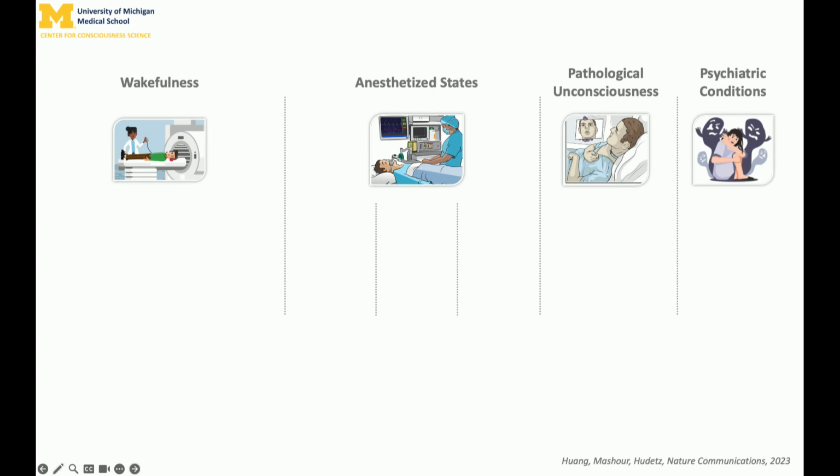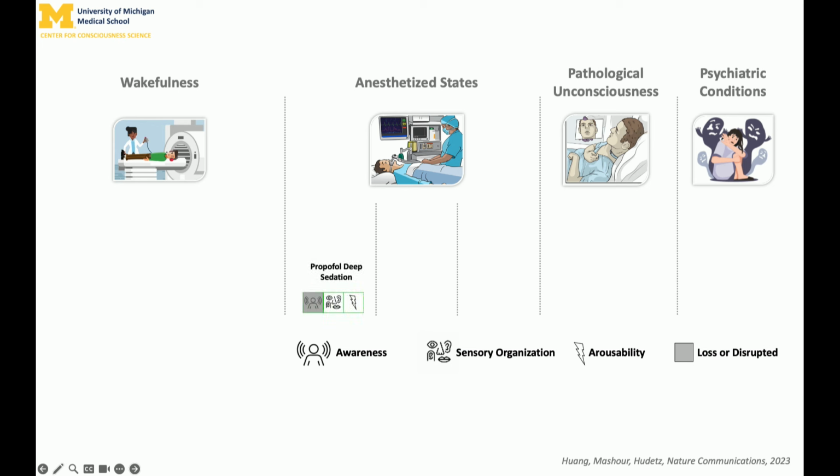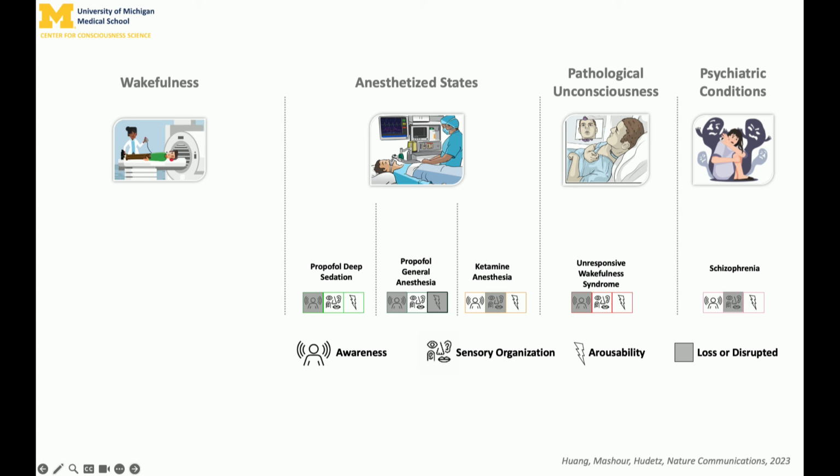We examined cortical gradients in large cohorts of healthy awake and anesthetized participants, as well as patients with neuropathological and psychiatric diagnoses. These states of consciousness have both common and unique characteristics with respect to awareness, sensory organization, and arousability. For example, propofol deep sedation suppresses awareness with preserved arousability to pain stimulation. Propofol general anesthesia induces loss of awareness and loss of arousability. Ketamine anesthesia is associated with sensory disorganization and partially preserved internal awareness and arousability. Unresponsive wakefulness syndrome is associated with disrupted awareness with preserved arousability and sensory organization. Schizophrenia is associated with sensory disorganization.